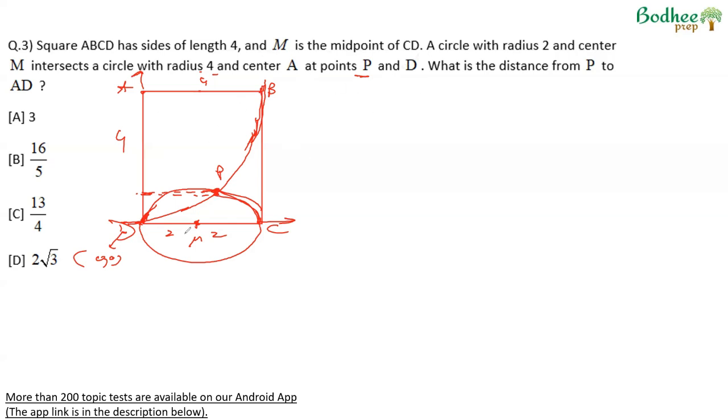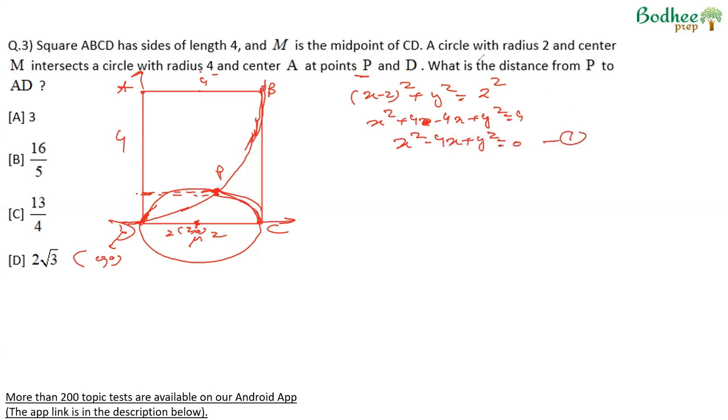Now, for the smaller circle, the center is at (2, 0), and therefore this becomes (x minus 2) square plus y square is equal to radius square, which is 2 square, or x square minus 4x plus 4 plus y square is equal to 4, and therefore the net equation that we get is x square minus 4x plus y square is equal to 0. This is the equation for the smaller circle.